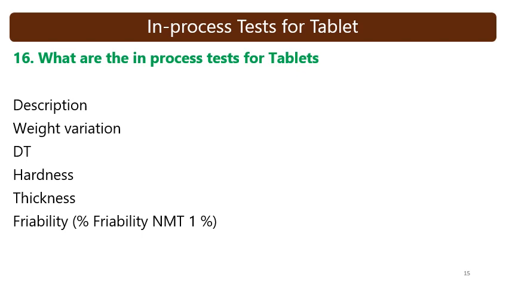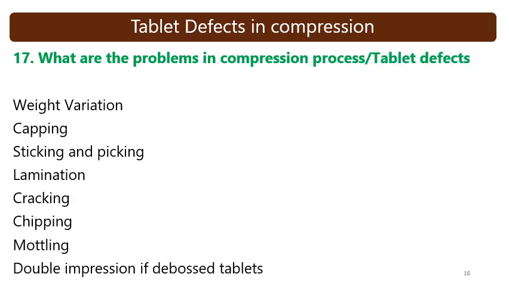What are the in-process tests for tablets? Tablets are compressed and their in-process testing is done for description, weight variation, DT time, that is disintegration time, hardness, thickness, and friability. These tests also vary with the tablet formulation type.